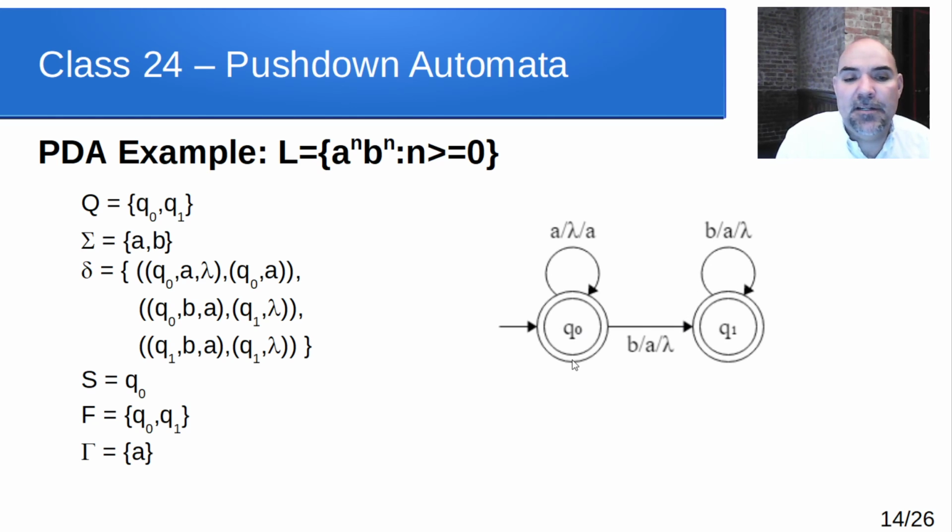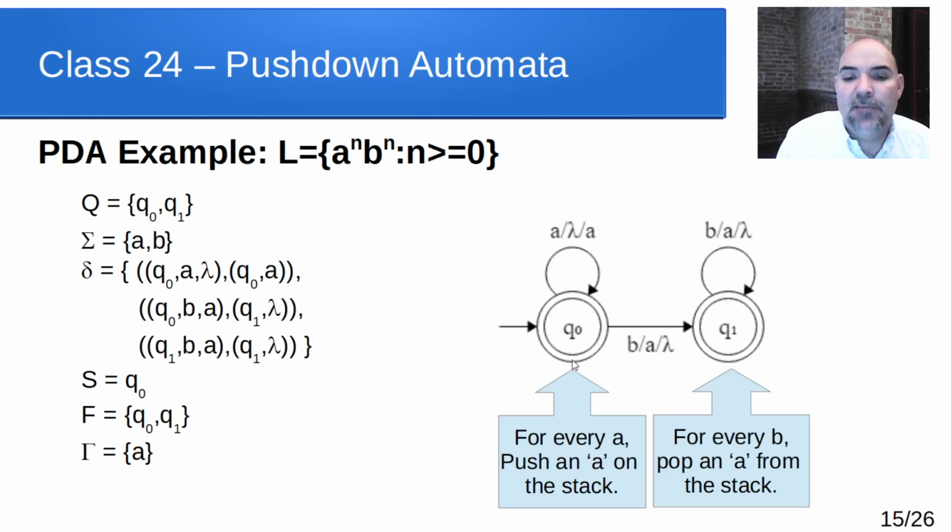So the idea here is pretty straightforward. The way this works is basically for every A that we see when we're starting out, we push an A on the stack. So we're kind of shoving the A's that we get onto the stack. Now, one interesting thing, this doesn't have to be A. We could use any symbol down here. The stack alphabet doesn't have to match the letter that we're representing. It just makes it a little bit easier to think about.